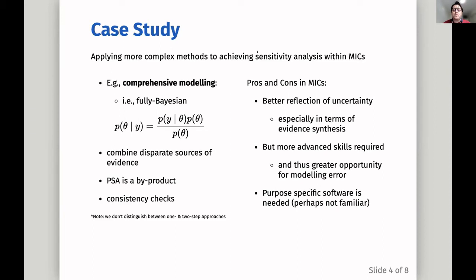It was basically used to get an idea of the pros and cons of applying a more comprehensive modeling approach within MIC climates. By comprehensive, we mean basically fully Bayesian, where you embed a statistical model within your decision model. And so the potential pros and cons of this approach within MICs is that you can obviously reflect uncertainty to a greater degree, and you're also able to incorporate as much evidence as possible.